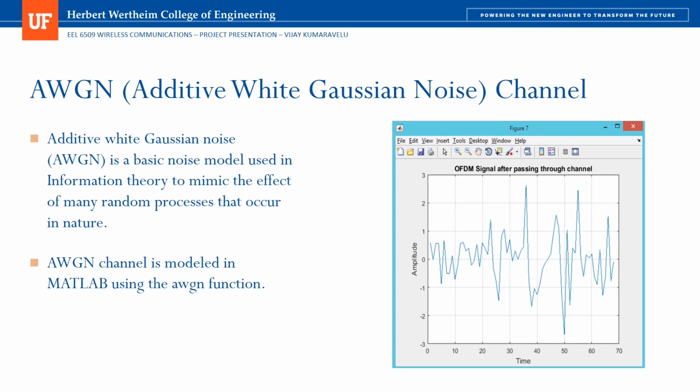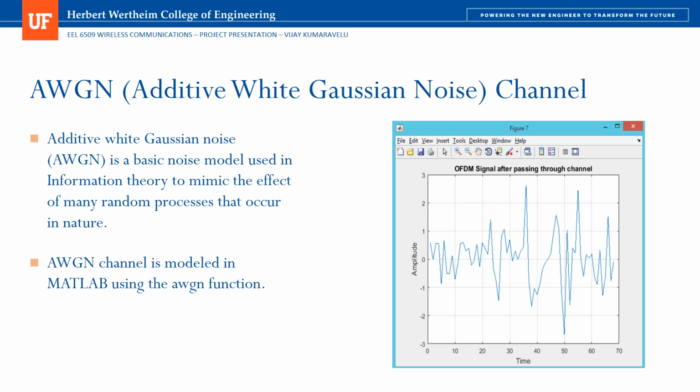What is AWGN? Additive White Gaussian Noise channel. It is very important, as design engineers, to make sure that the signal that you transmit reaches the destination with a good signal to noise ratio. So in order to make sure that the signal reaches the destination, we need to mimic the effect of random processes that occur in nature in our test bed. The way we can do that is by using an AWGN channel. The AWGN channel is modeled in MATLAB using the awgn function.